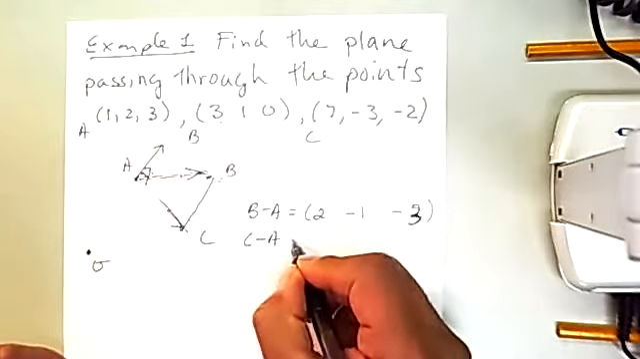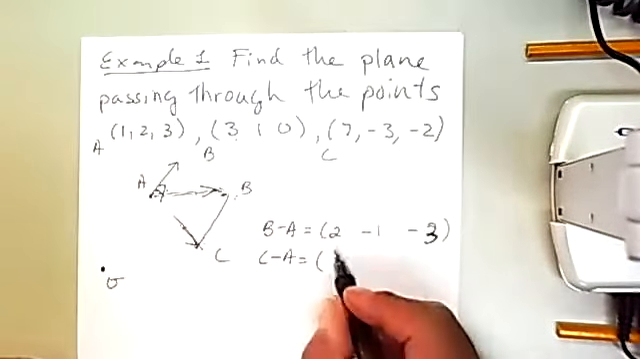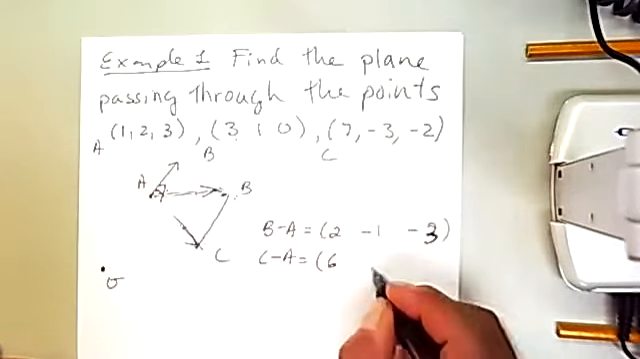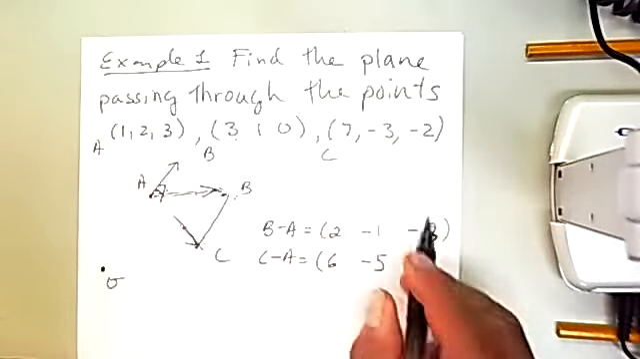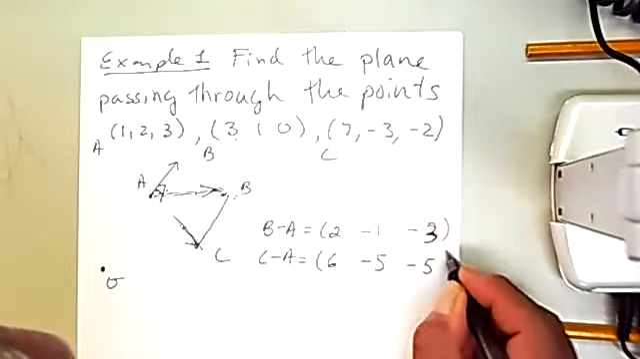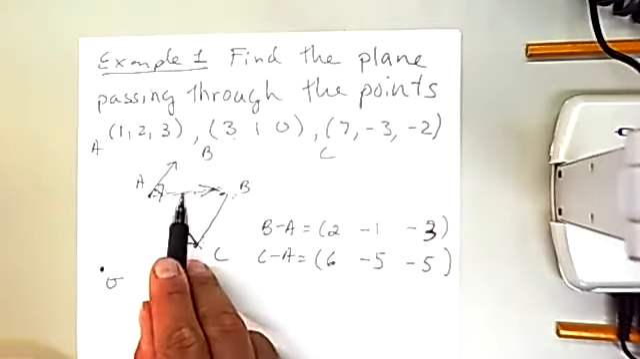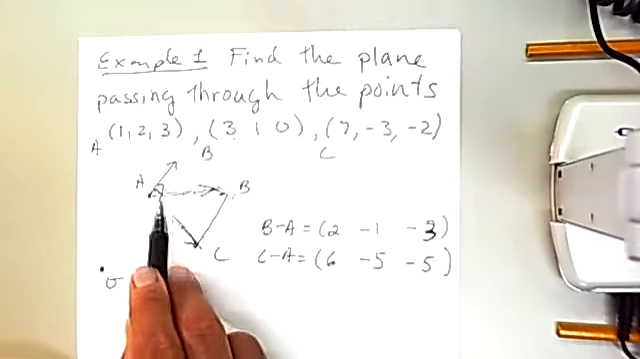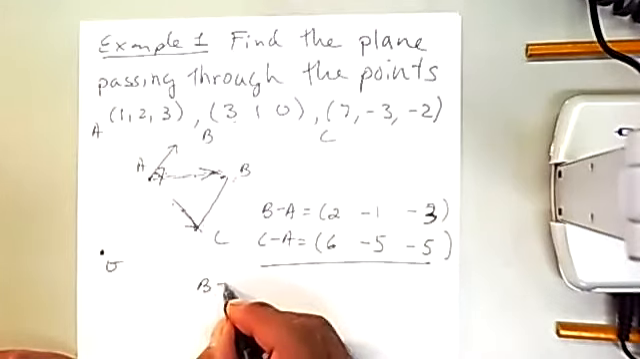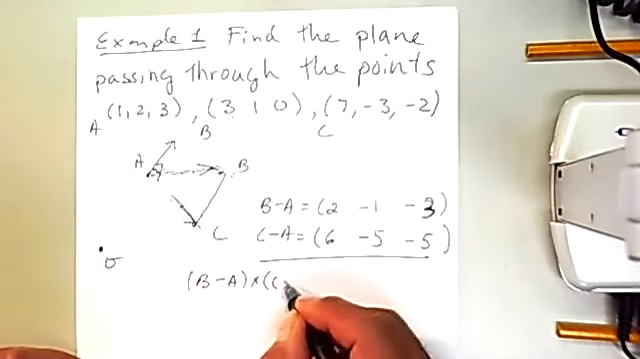C minus A: 7 minus 1 is 6, negative 3 minus 2 is negative 5, negative 2 minus 3 is negative 5 again. All right, so those are the two vectors, b minus a and c minus a. Cross them. So b minus a crossed with c minus a.